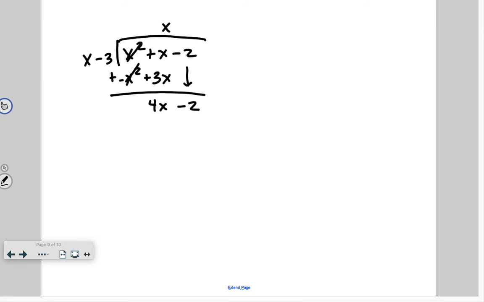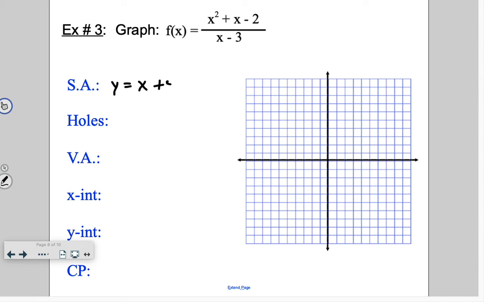Now in this case, this is the first example where we've had to keep going because x does still go into 4x. It is still a factor of that. So we're not quite done yet. I need to multiply by 4. So positive 4. Distribute, I get 4x minus 12. Again, either subtract or add the opposite. And in this case, you end up with a remainder of 10, which we don't really care about. All we care about is the x plus 4. And therefore, that's where I've got a slant asymptote. The equation is y equals x plus 4.